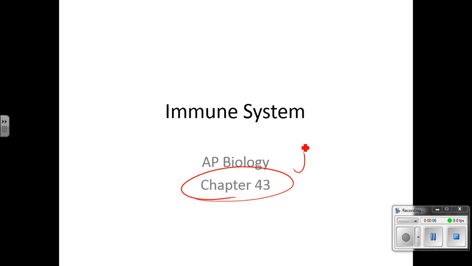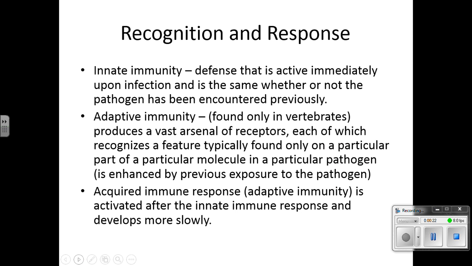All right, the immune system is chapter 43. This is how animals defend themselves. Remember, we talked about plant defenses like the hypersensitive response, physical barriers, chemical barriers. This is really about animals. Innate immunity and adaptive immunity.